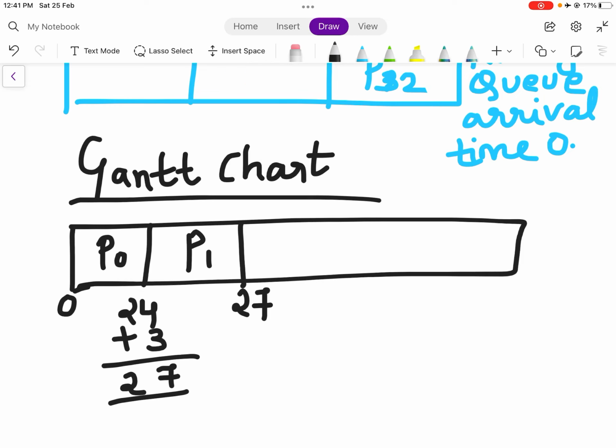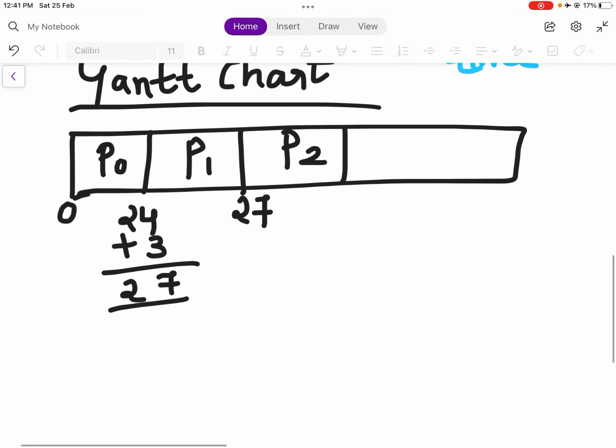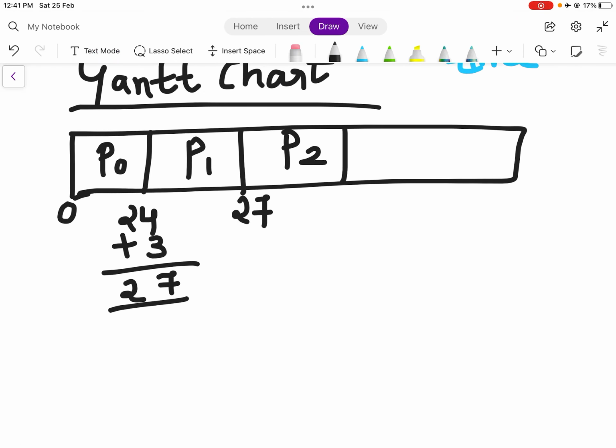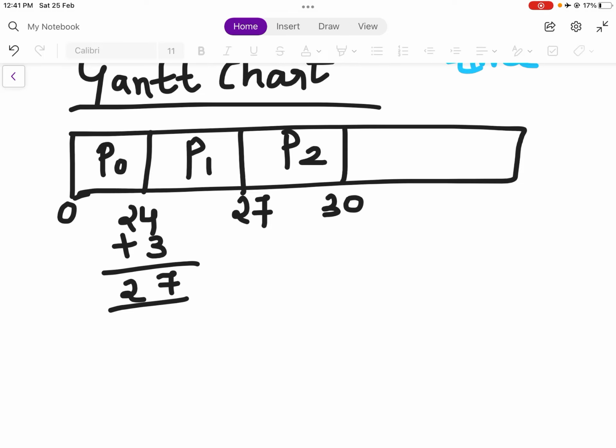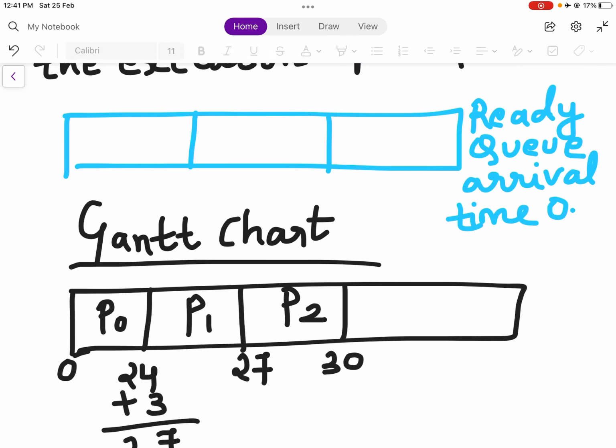Now which one is present? P2 is present in the ready queue. So P2 will be here. How much time will it take for its completion? 3 units. So 27 plus 3 is 30. So this is the Gantt chart. And now P2 will also be leaving the ready queue because all processes have come.